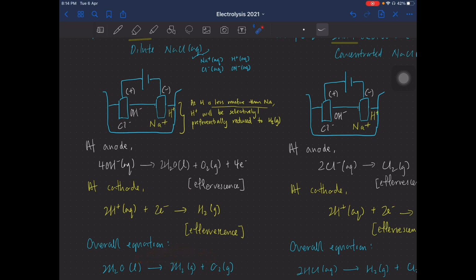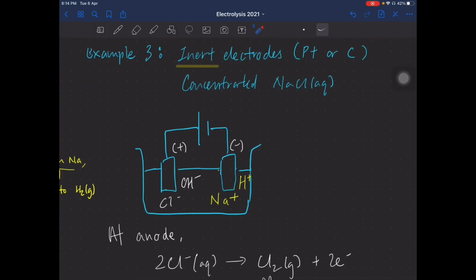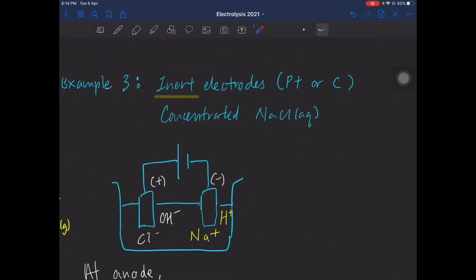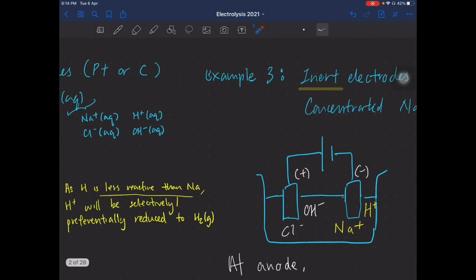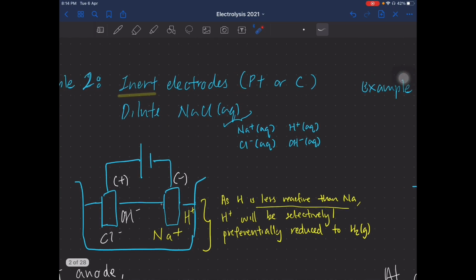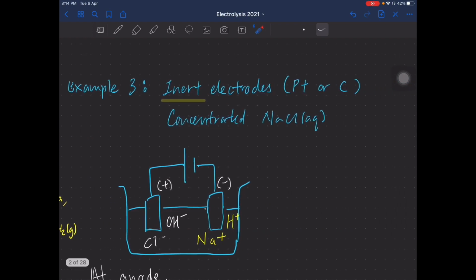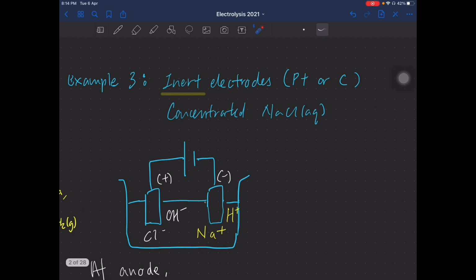We'll take a look at a third example now, and that is when you change the concentration. So now with the same condition as example 2 over here, just that instead of looking at a dilute solution, we're now looking at a concentrated solution. Now this change in terms makes a whole lot of difference.